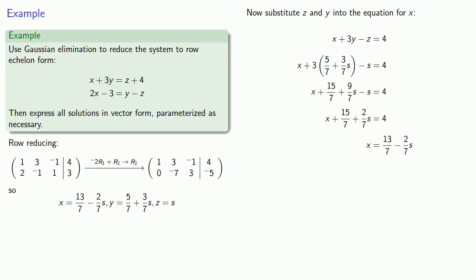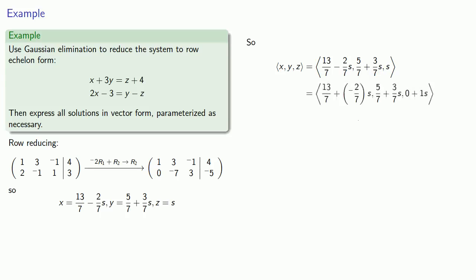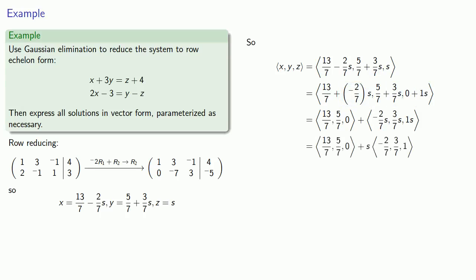Now we can try and put this solution in vector form. First we'll write our solution x, y, z as a vector. We'll rewrite our components so they all include a constant and an added s term, using 0 and 1 coefficients as necessary. This allows us to split our vector into two components. The constants will form one vector, and the s terms will form the other vector. And we can pull out the s as a scalar multiple of the second vector and write our solutions as a linear combination.